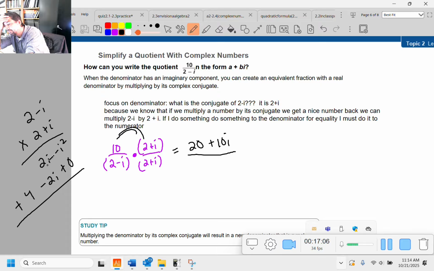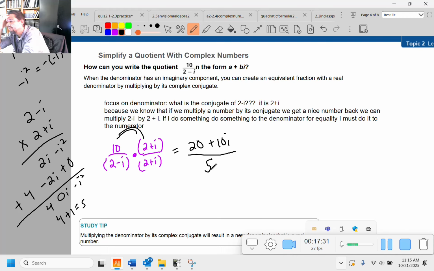And then we add down. We have a negative I squared, we have no i's, and we have 4. Now, what do you know about negative I squared? You know that I squared is negative 1. So this is a negative negative 1, which is 1. So we end up with 4 plus 1, which is 5. Weird, huh?